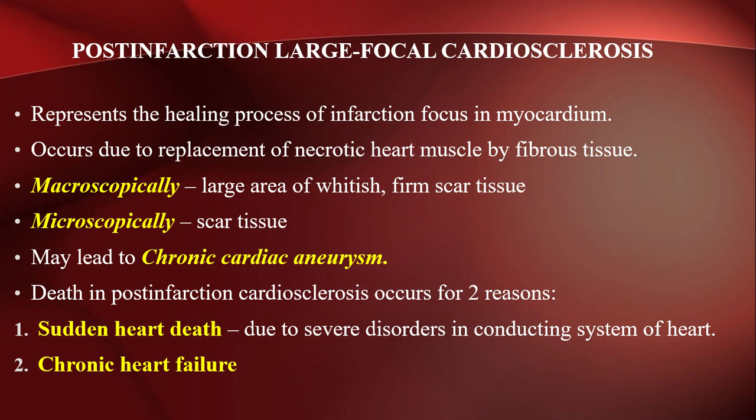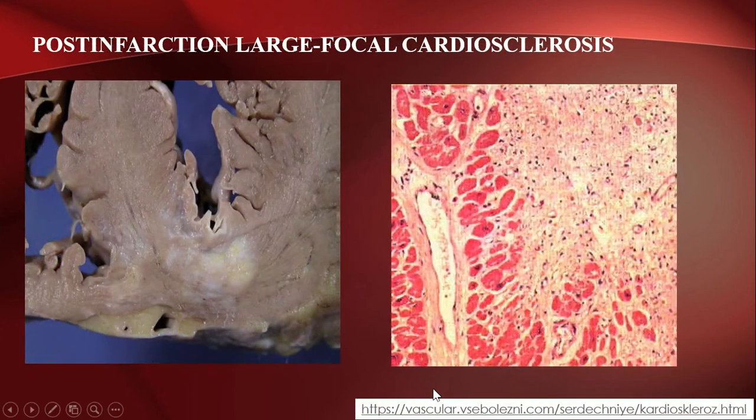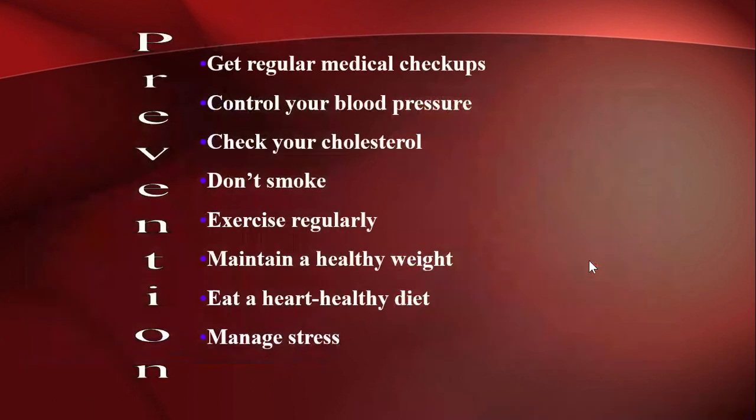Death in post-infarction cardiosclerosis occurs for two reasons: sudden cardiac death due to severe disorders in the conducting system of the heart, and chronic heart failure. Here is the post-infarction large focal cardiosclerosis, the gross view in the wall of the heart, and microscopically we see the formation of the scar tissue in the heart.